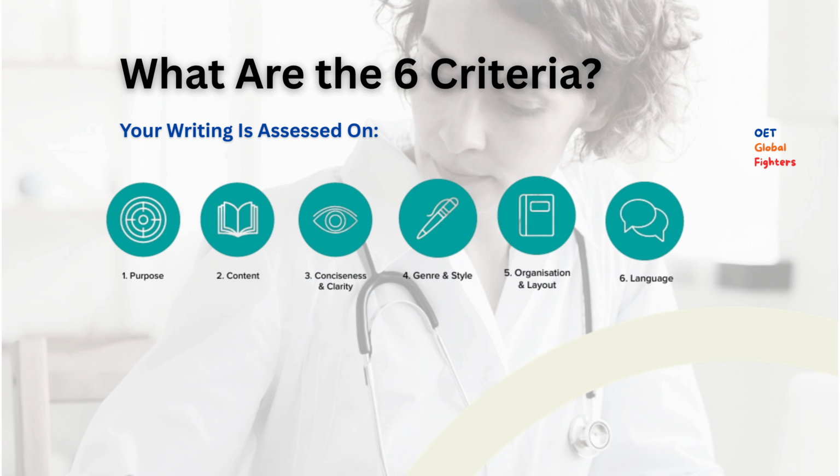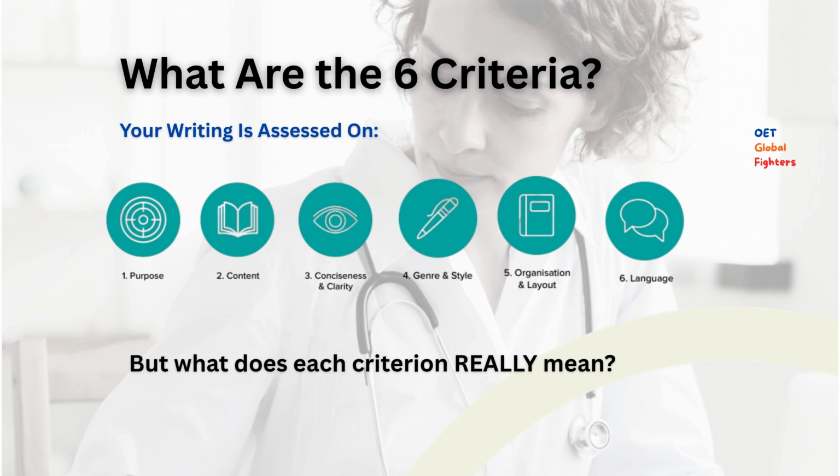But knowing the names of the 6 criteria is one thing. Understanding what they actually mean when you're sitting in the exam is something completely different, and that's what we're going to work on today. We're going to take each criterion one at a time, and I'm going to explain it in a practical way. We'll also look at examples from the official OET Writing Guide, because sometimes a simple example makes the whole idea much easier to understand. So grab a cup of coffee if you like. Get your notebook ready, and let's start.